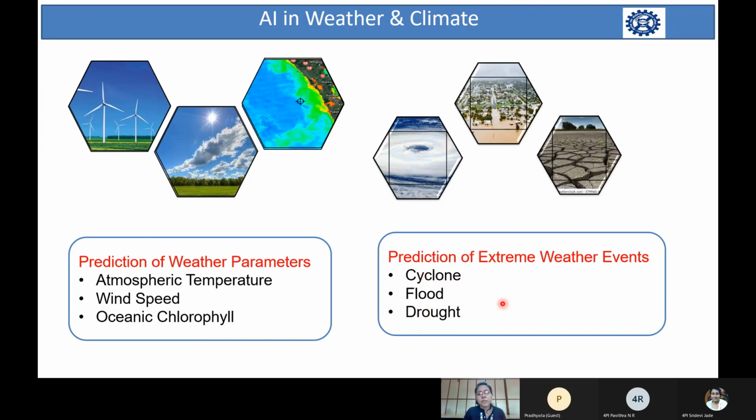And even for predicting extreme weather events, AI can be used, like extreme events such as cyclone, flood, drought. These are very complex events. And now basically these are solved by using mathematical models, but AI is evolving to solve these problems.